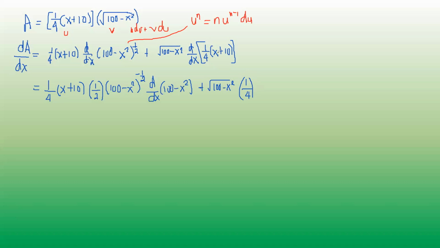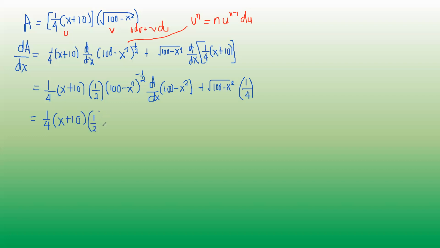Derivative mo na variable. So, ang derivative ng x plus 10 ay 1 plus 0 or 1. 1 times 1/4. Meron akong 1/4. Okay. In simplifying, so we will have 1/4 of x plus 10. X plus 10. Ngayon, times 1/2.